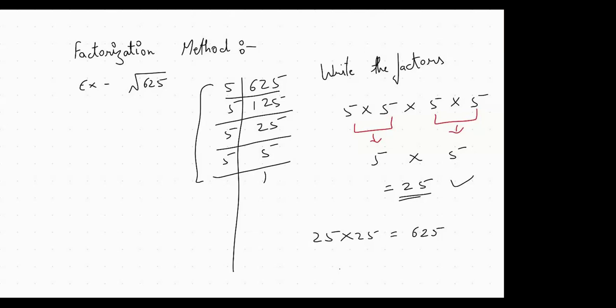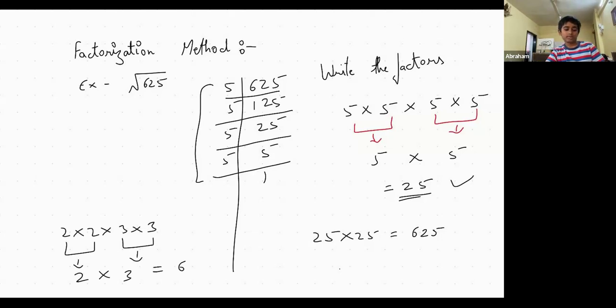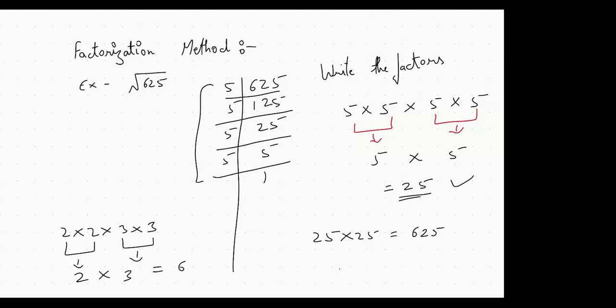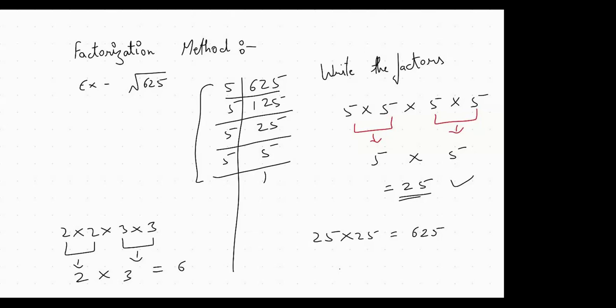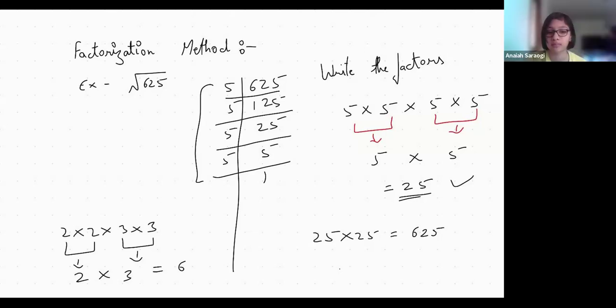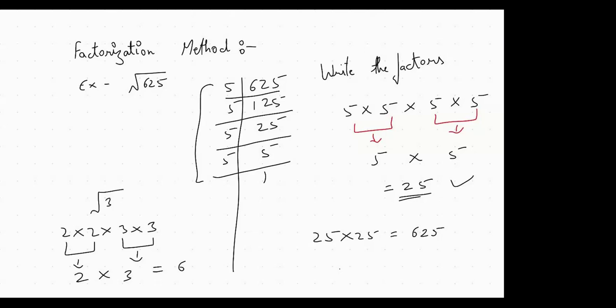Yes. If it's coming like 2 into 2 into 3 into 3, I'll make a pair of 2 and 2, and a pair of 3 and 3. Then take out one 2 from this pair and one 3 from this pair, and multiply to get 6. Okay, like this. Shall I clear the screen? Ma'am, for which number is this? This is for 36. Yes, because the square root of 36 is 6. 6 times 6 is 36.